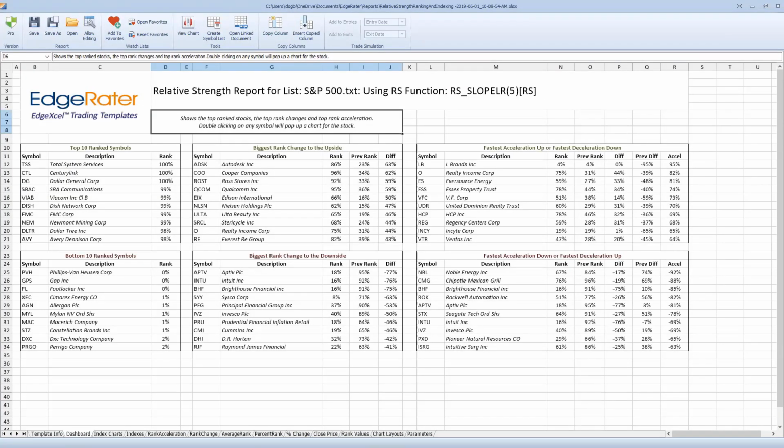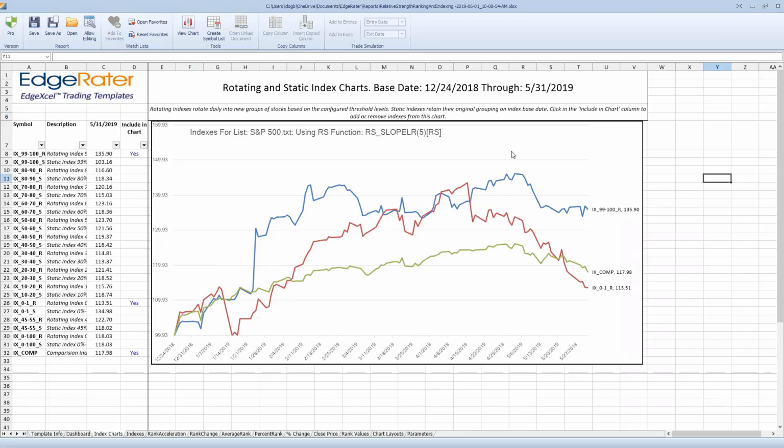And okay, this is our index charts for that. So here it's a different looking result. If you're taking the linear regression lines that have the steepest slope, rotating into those since 12/24/2018 would have outperformed the S&P 500, and it is the 99s to 100s. Okay, and the worst performing down here is the 0 to 1.